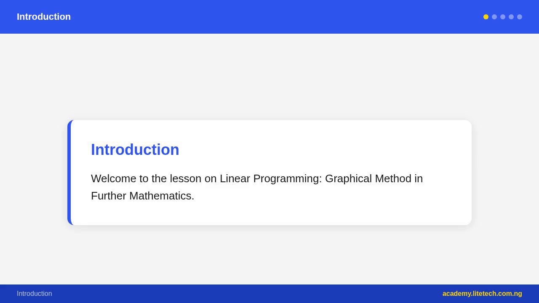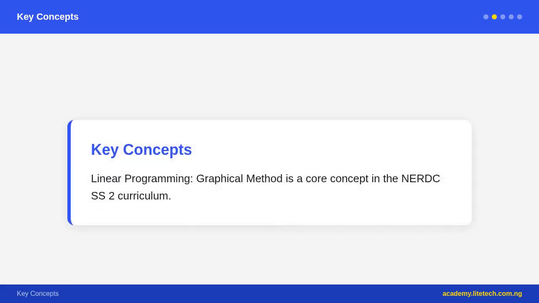The graphical method works for 2 decision variables. Steps. Step 1, graph each constraint boundary, convert inequality to equation, draw line. For 2C plus 4T equals 80, when T equals 0, C equals 40, when C equals 0, T equals 20. For 3C plus 5T equals 120, when T equals 0, C equals 40, when C equals 0, T equals 24.